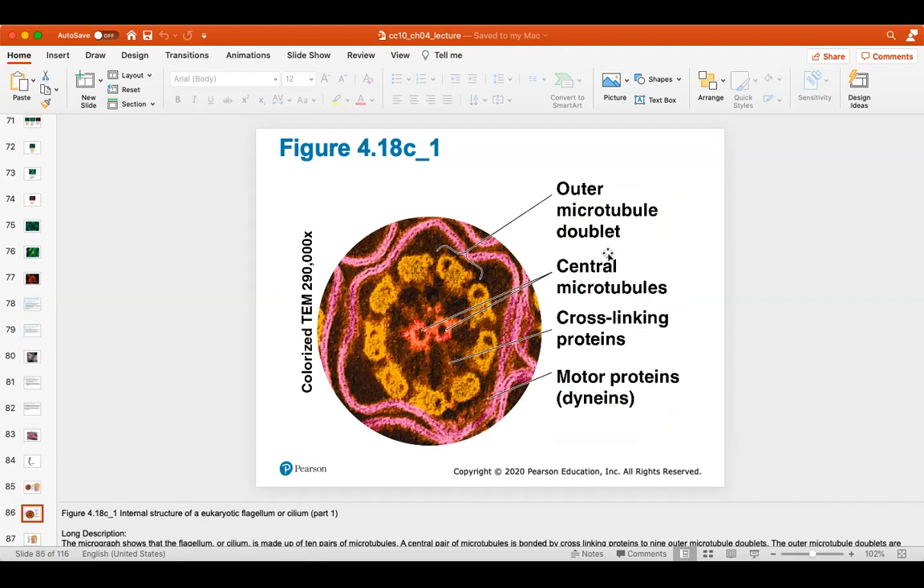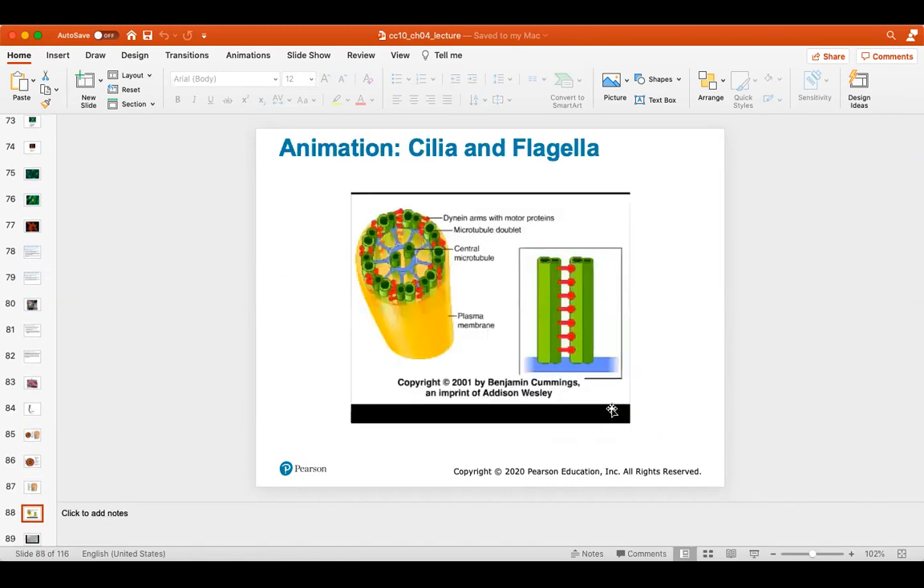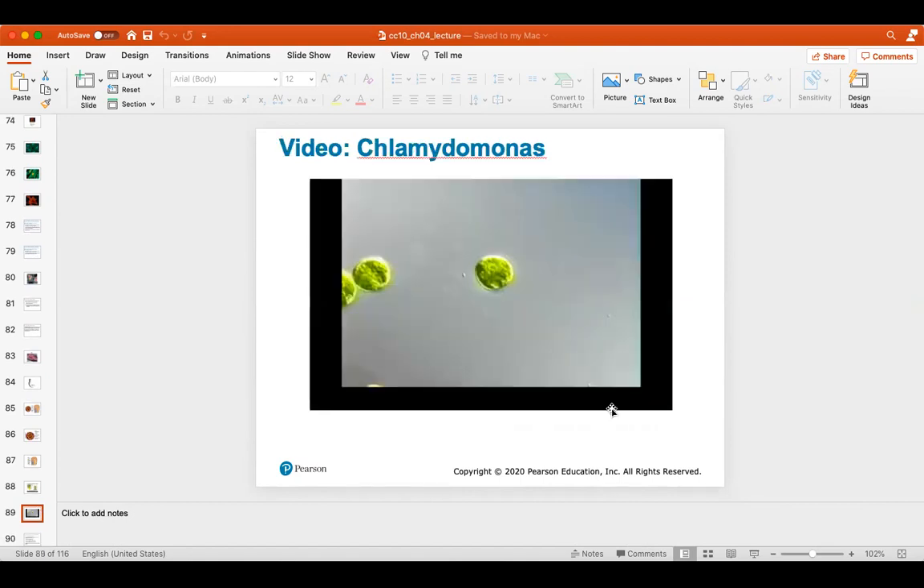The outer microtubule doublet, the central microtubules, and then the cross-linking proteins. And then we have motor proteins, the dyneins, which help to actually move. The internal structure, again, of the flagellum or cilium, the cross links between the outer and inner doublets, which will help with movement and locomotion. And here's a great animation showing cilia and flagella. Again, another video, download this PowerPoint from Canvas and watch these animations.